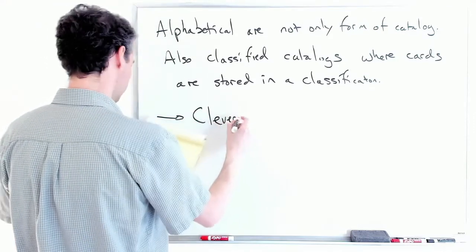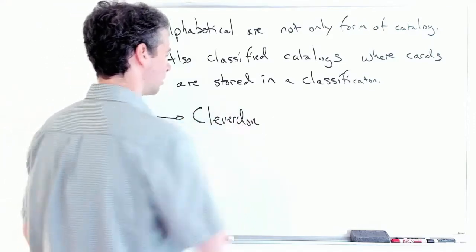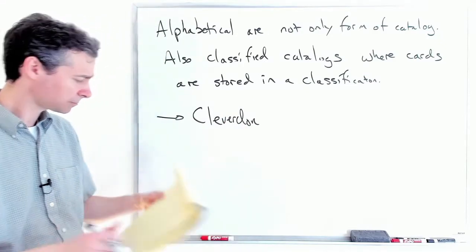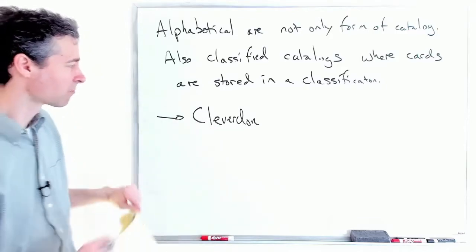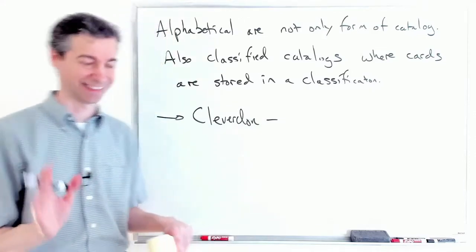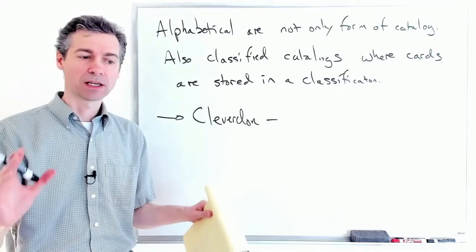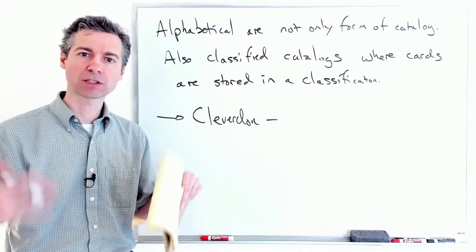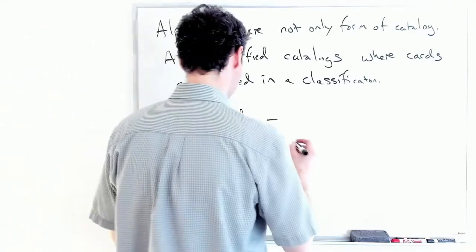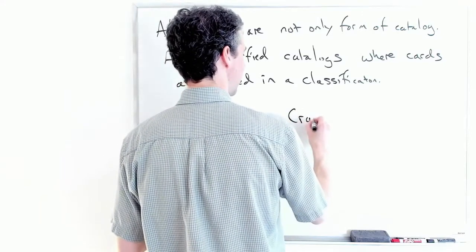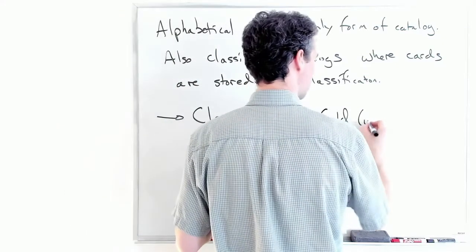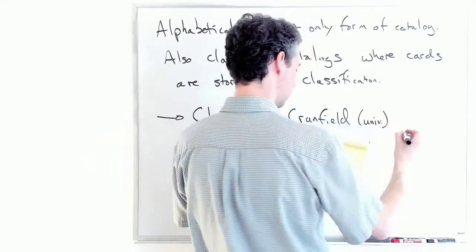And so Cleverdon, a researcher in Great Britain, or the United Kingdom, said, that's crazy. He said, I want to actually measure what is a better cataloging system. What is a better way for us to deal with this? And so he ran a series of experiments known as the Cranfield experiments. These were Cranfield because they were at the Cranfield University.